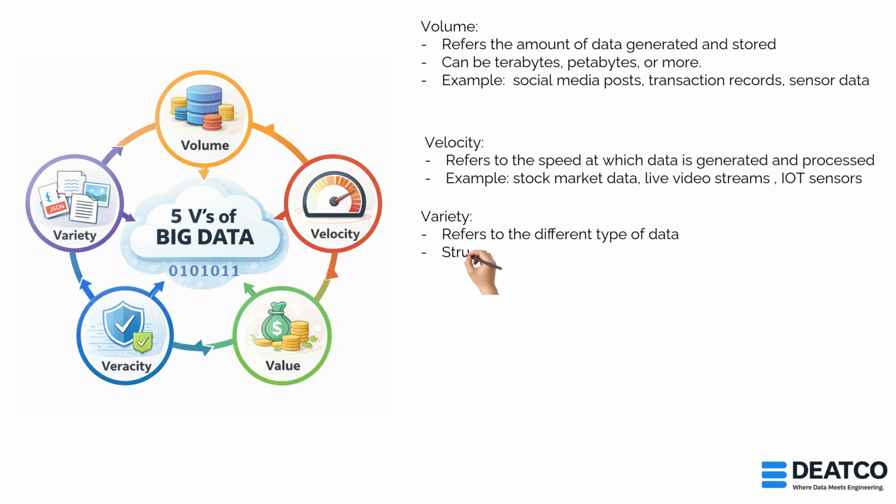Variety means the different types of data we deal with. Earlier, most data was structured and stored in tables. But today, data can be text, images, videos, audio, JSON files, logs, and much more. Managing all these different formats together is another big challenge. The fourth V is veracity.